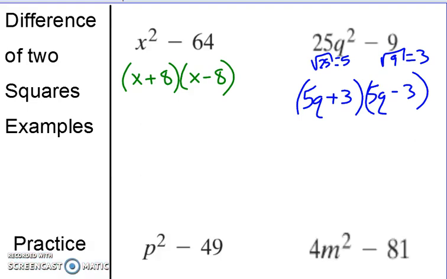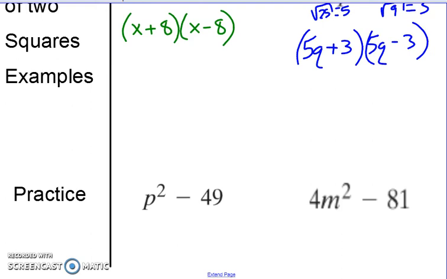And finally, we'll do two more practice problems on your own. If you could go ahead and pause the video right now, give yourself some time to practice these, and you can wait for the answers here in a sec.